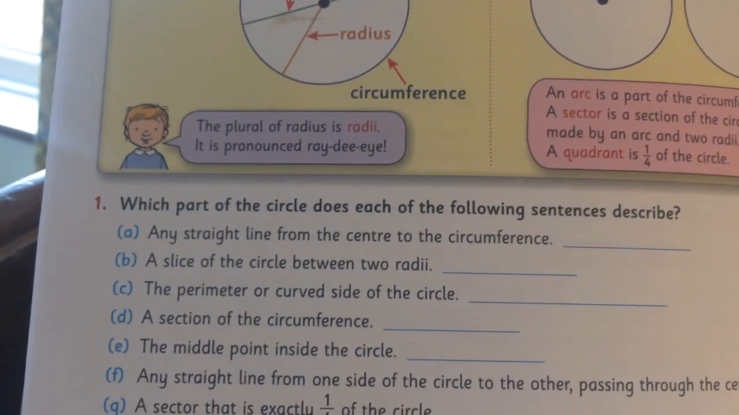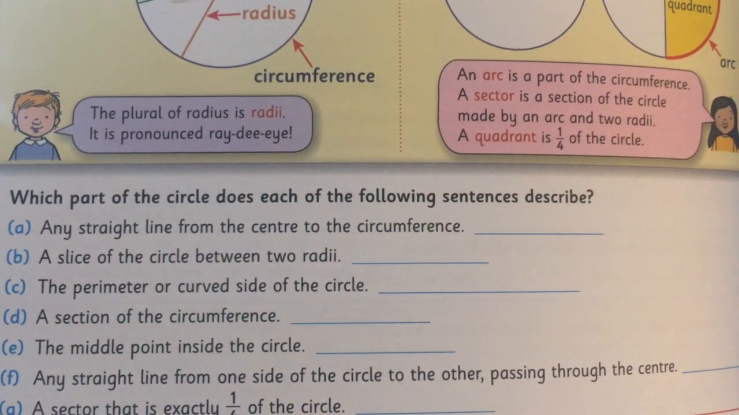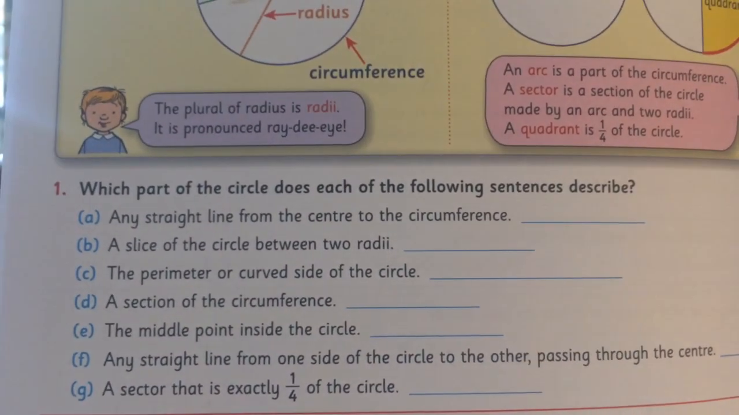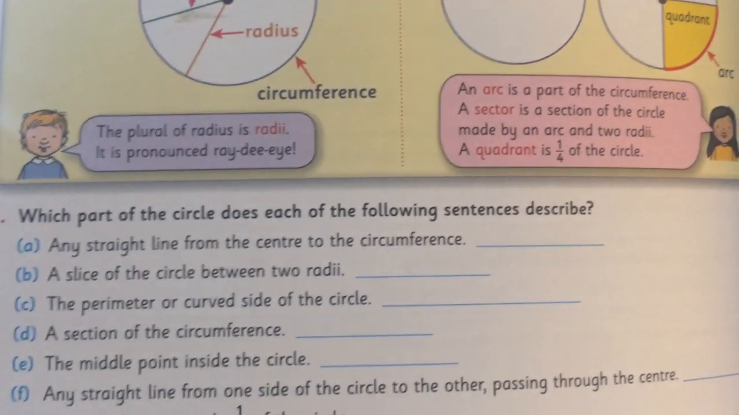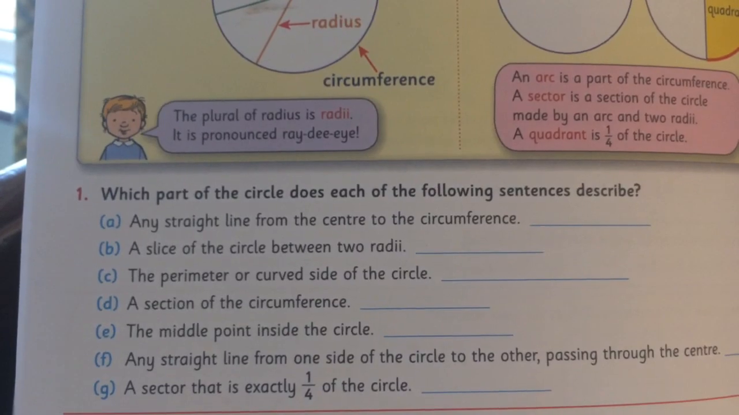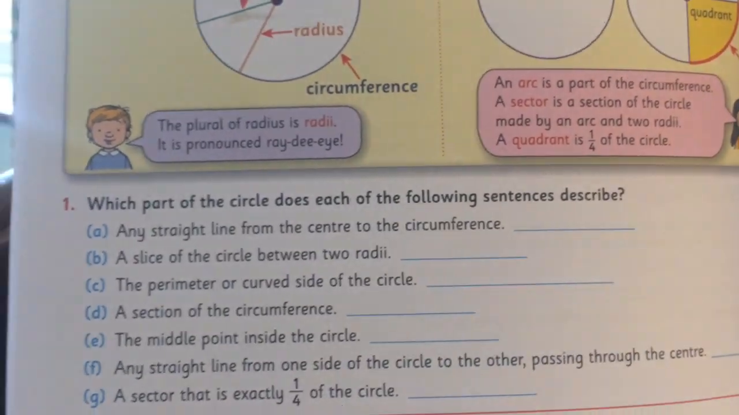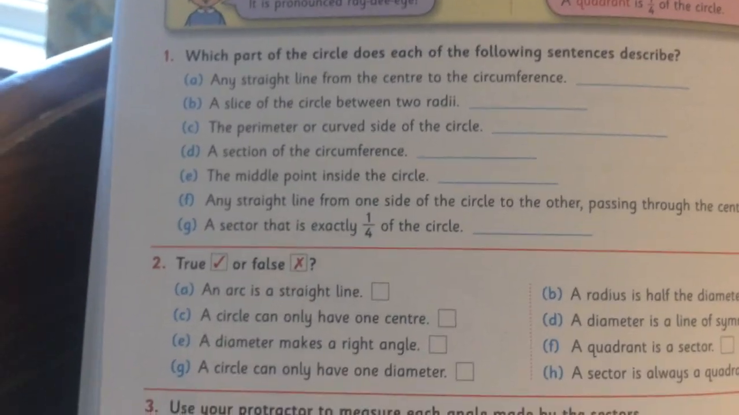Okay. So this question here, question 1, is just which part of the circle does each of the following sentences describe? So you just have to work out which one. Any straight line from the center to the circumference, that's the radius. A slice of the circle between two radii, that's the sector. Okay, I'm not going to give you the rest of it. You can work that out yourselves.